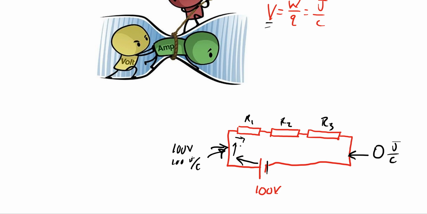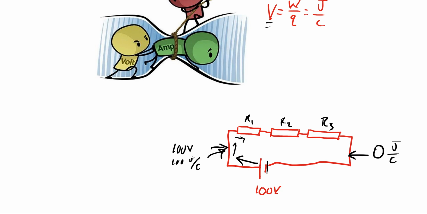Current is still flowing, and current doesn't change when I have a series circuit. But the energy that those electrons have has been removed. The potential has been removed. So, started off with 100, ended with 0.